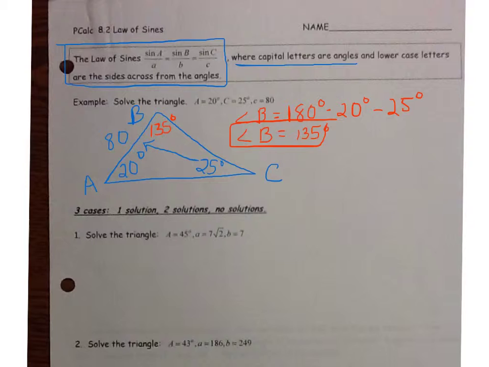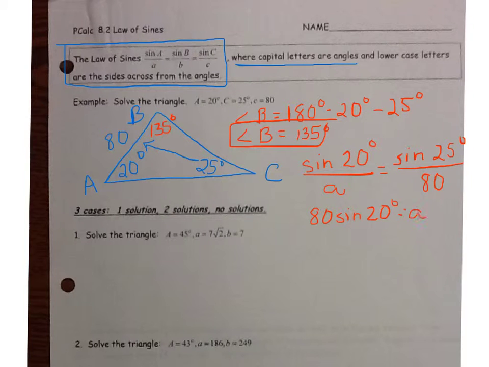When I start that work, let's set up the information that I was given. So I'd say sine of angle A, which is 20 degrees, over side a, equals, and you always want to go back to the given information, so I'm going to go with sine of angle C, because it was given. It's not rounded or anything, over side c, which is 80. Okay, so from here you're going to do a little cross multiplying. So my next step would look like this: 80 sine 20 equals a sine 25.